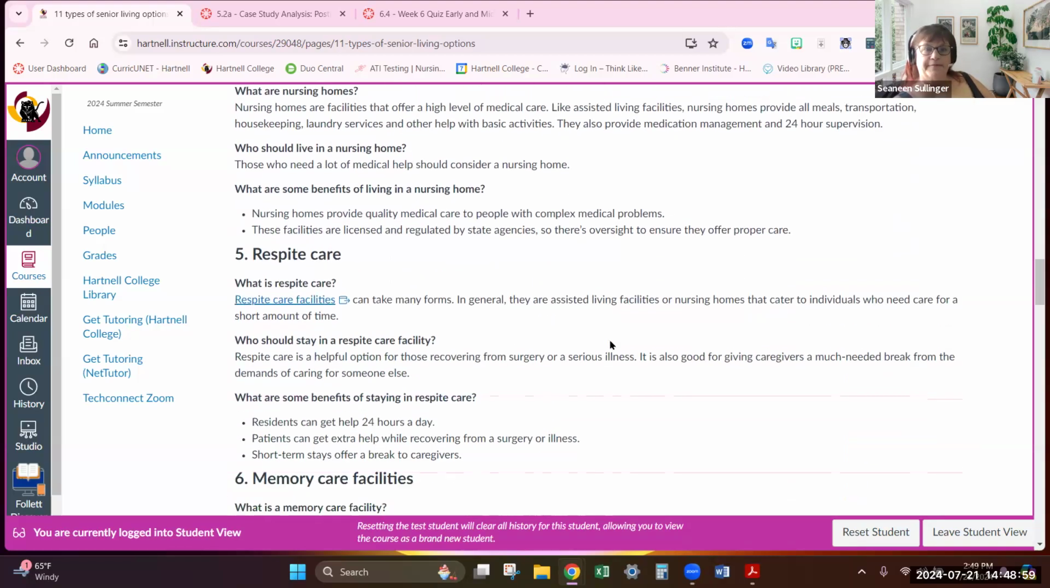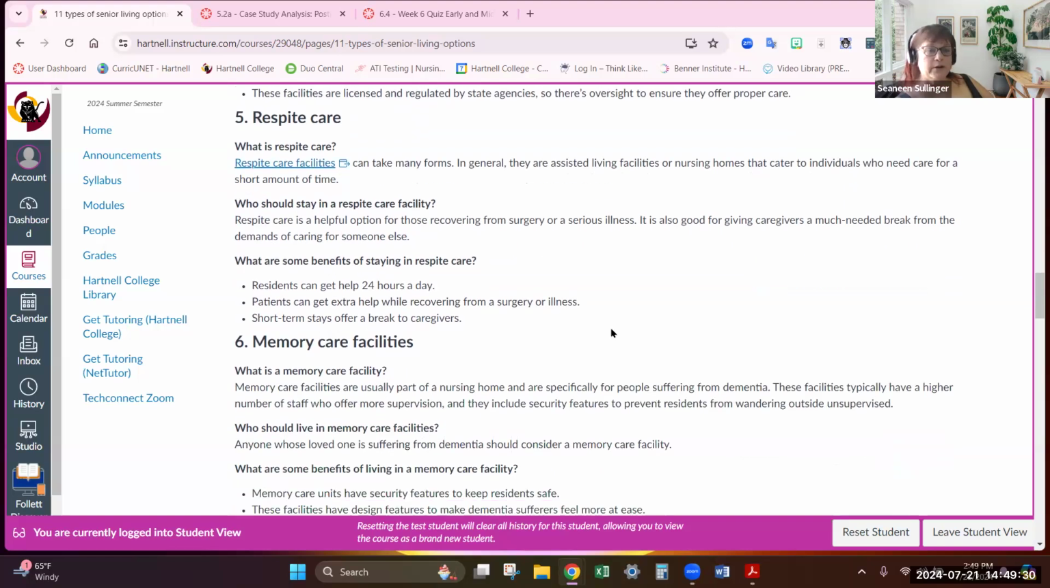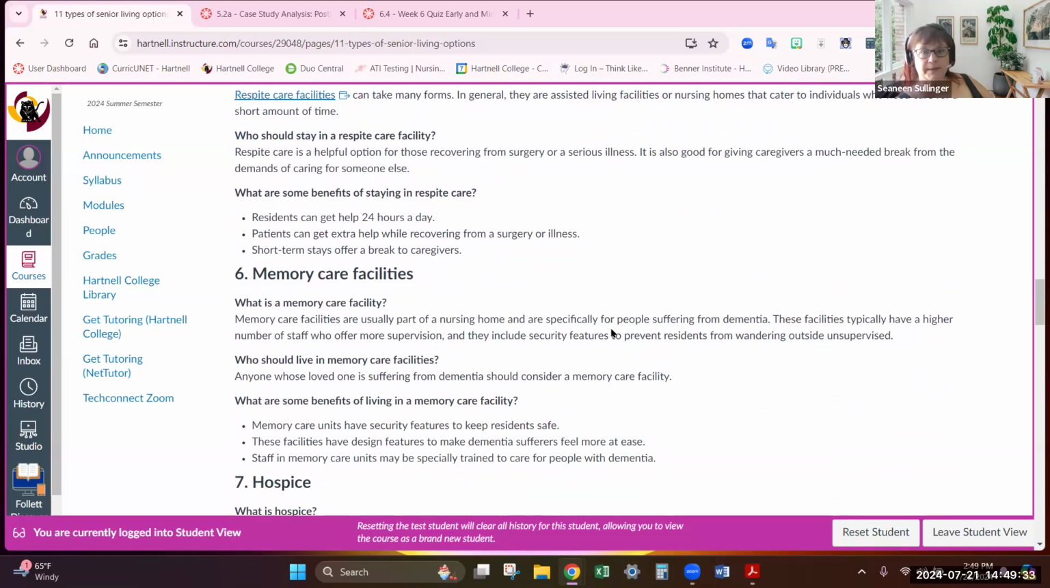Respite care: one of my friends actually cares for her father at home due to his dementia, but she will take him to Westland House, which is here in Monterey County as part of Community Hospital. They will watch him for a couple of days so that she and her mother can go on vacation or take a break from caring for her father. Then they have respite care available. Memory care facilities are for those suffering from dementia or Alzheimer's, and they are especially safe.